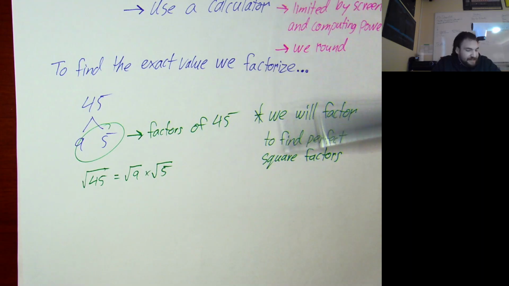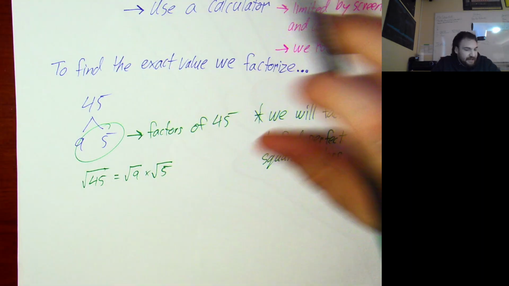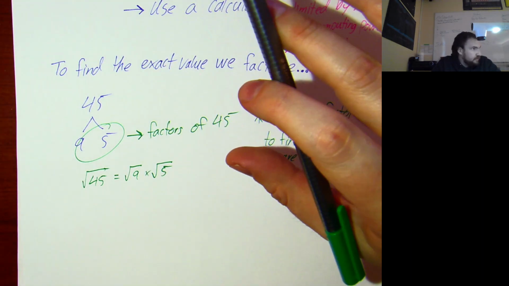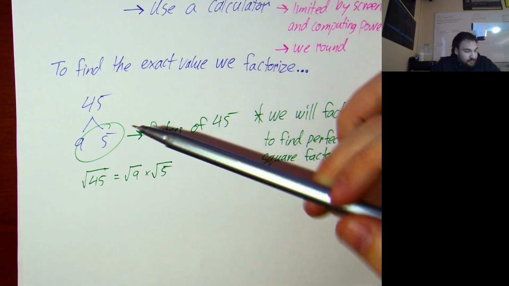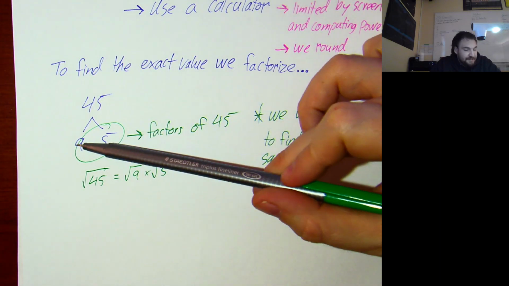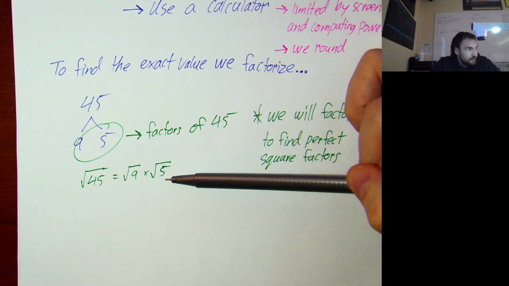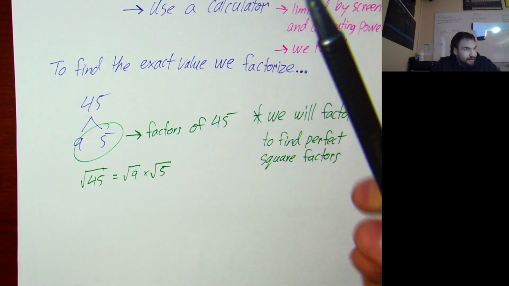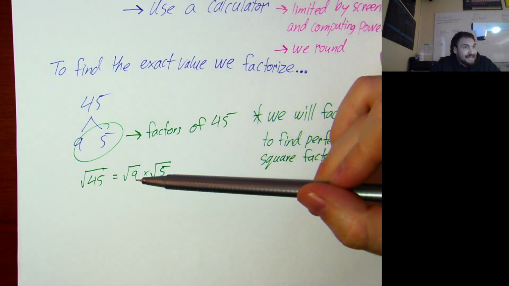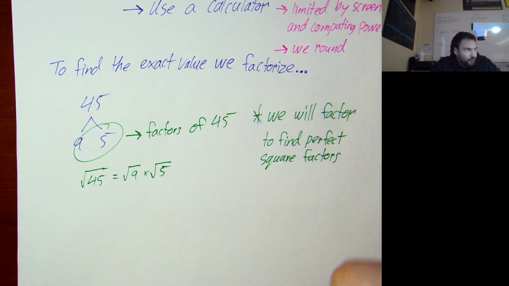Are we cool with my reasoning here? Anyone taking issue with my logic? Because 45 is 9 times 5, the square root of 45 is the square root of 9 times the square root of 5. Right. That makes sense. We're stopping here because 9 is a perfect square. What if it wasn't? We'll get there.